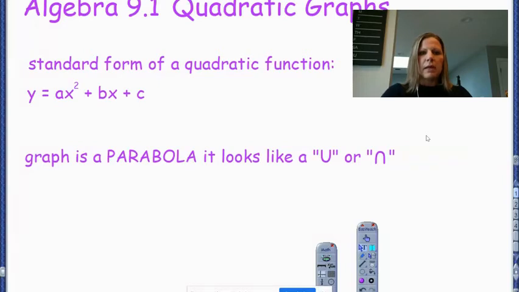We're going to be working on lesson 9.1, quadratic graphs. This is the standard form of a quadratic function. You guys have seen this before. We used it when we were factoring. Y equals ax squared plus bx plus c.